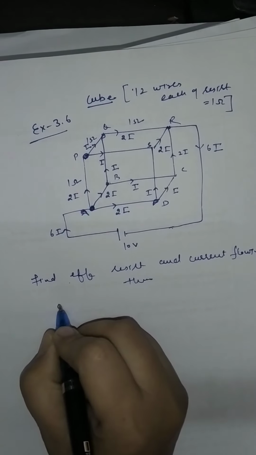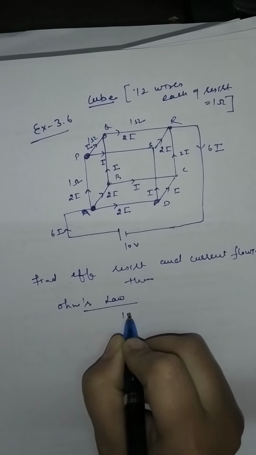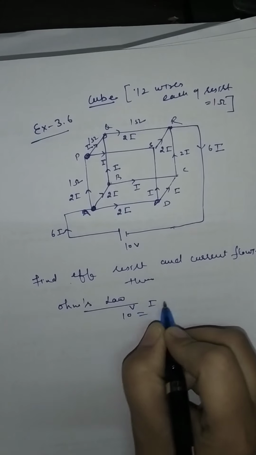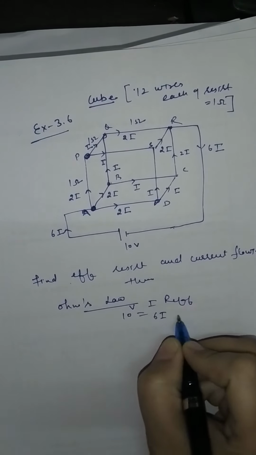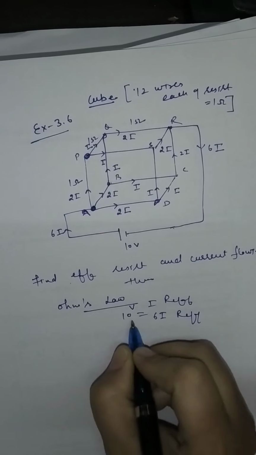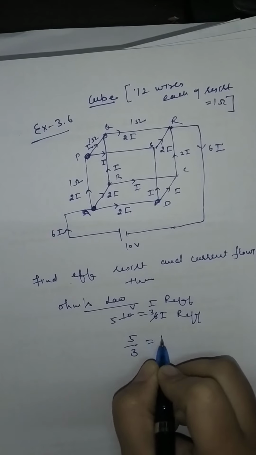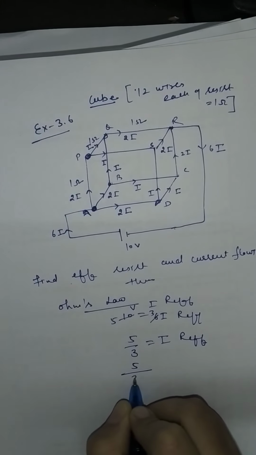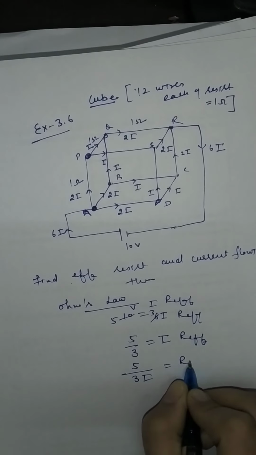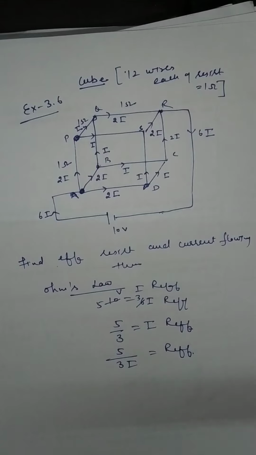So now we will use Ohm's law. 10 volt is equal to V equal to I into R effective. Total current is 6I. This is R effective. This is 5 by 3 equal to I into R effective. That is, 5 by 3 into I is equal to R effective. Now I have two unknowns. One is R effective and second is the current.